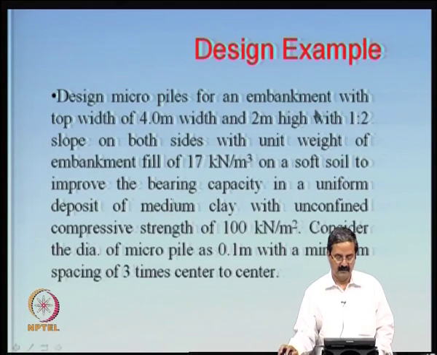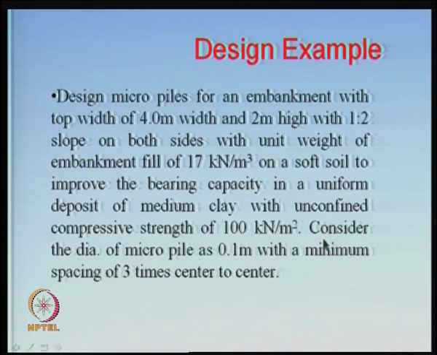Design micropiles for an embankment with a top width of 4 meters and 2 meters high, with 1:2 slope on the sides, with a unit weight of embankment fill of 17 kN per cubic meter, on soft soil to improve the bearing capacity, in a uniform deposit of medium clay with unconfined compressive strength of 100 kN per meter square. Consider the diameter of the micropile as 0.1 meter with a minimum spacing of 3 times center to center.